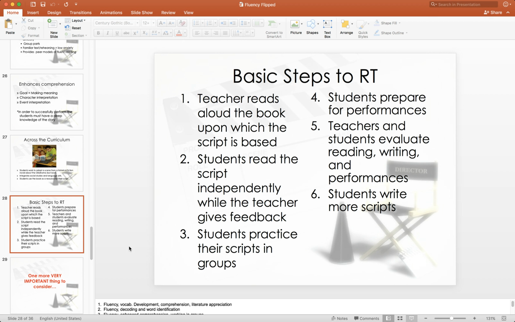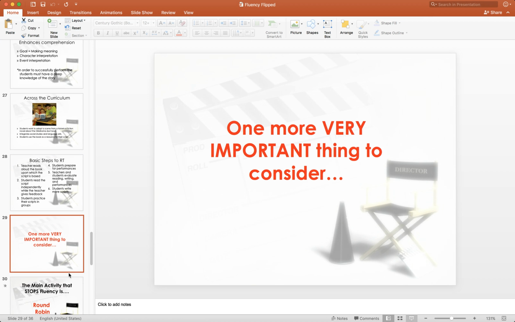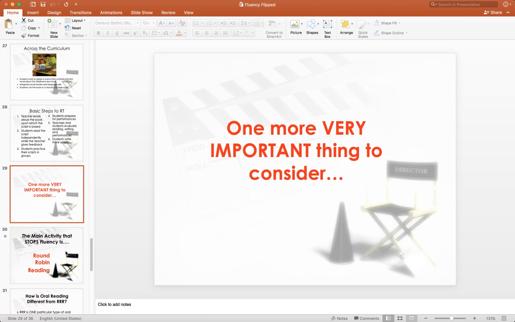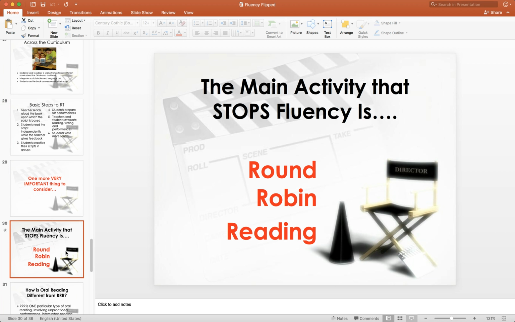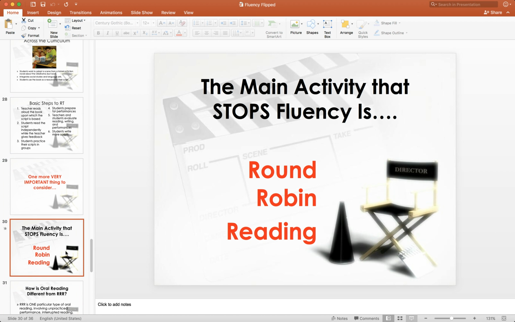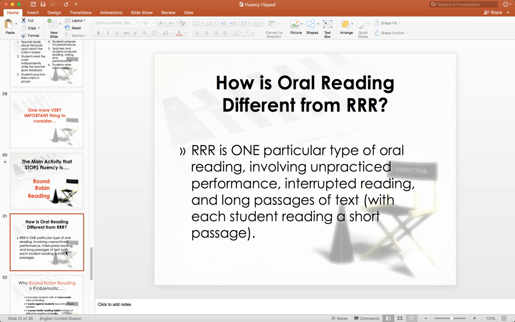in your class. All right, one more very important thing to talk about for fluency. The main activity that stops fluency is round robin reading. You probably all remember round robin reading. We've done it before in our own childhood experiences, and we've seen round robin reading. But the truth is, it's not very effective. So how is oral reading different from round robin reading?